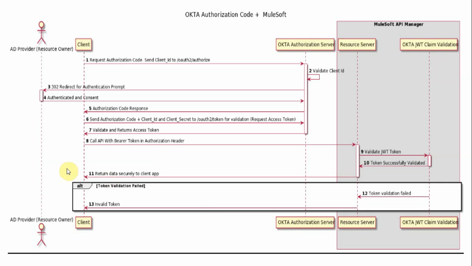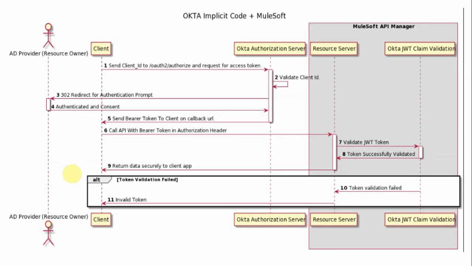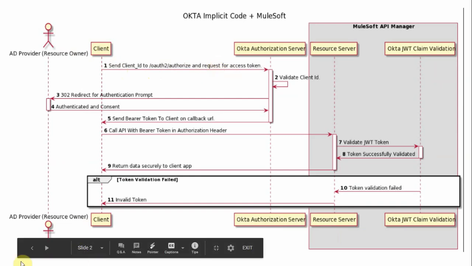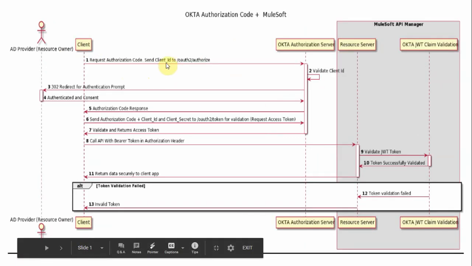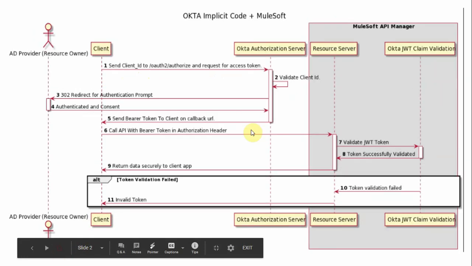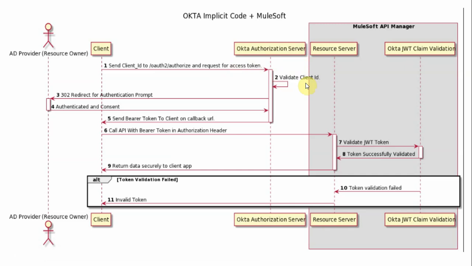Now I will show the implicit code. In implicit code there is one difference. The first request is similar to authorization code, where it sends the client ID to the authorize URL. In this case we are not requesting an authorization code. In the previous slide we requested an authorization code, but in this case we are requesting a bearer token directly. Okta's authorization server will validate the client ID and then redirect to the resource owner screen where we put our username and password.